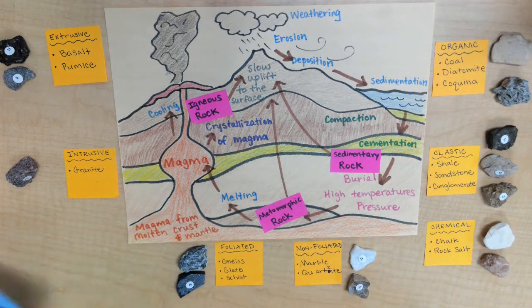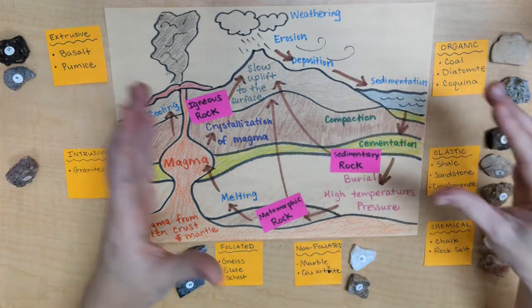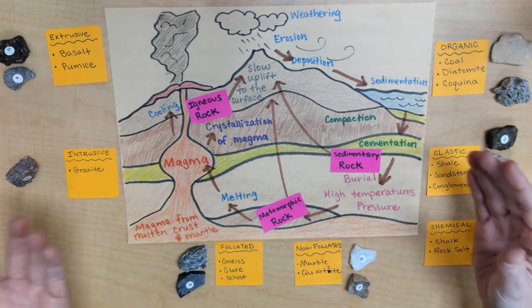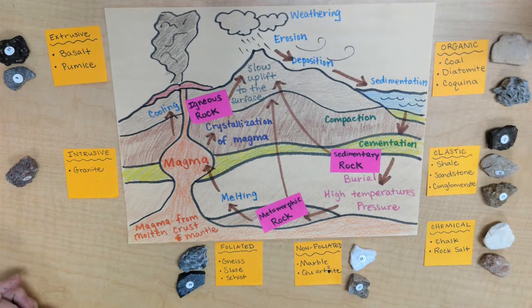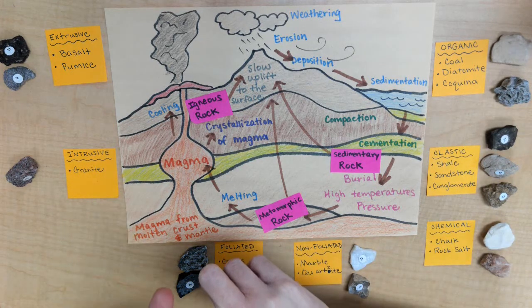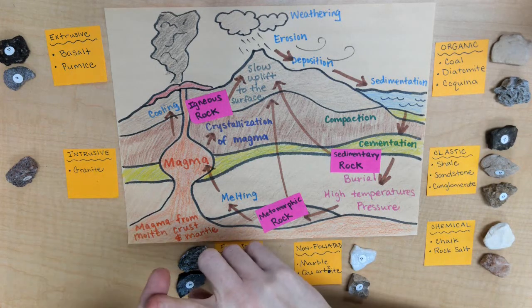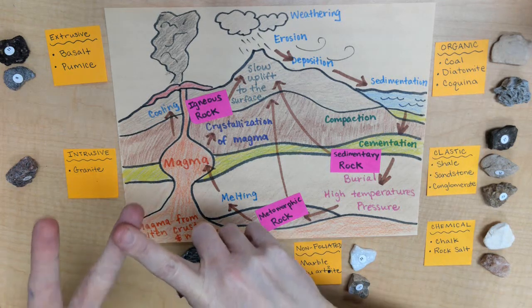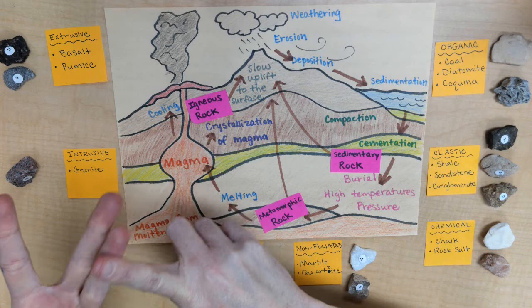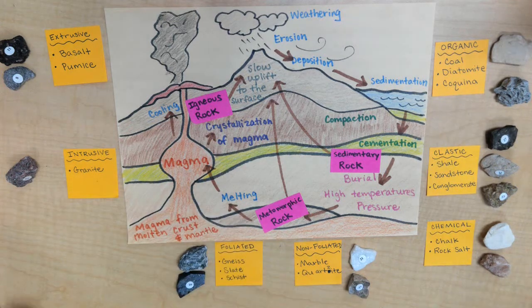So the cycle just seems continuous, depending on what is happening to those rocks and where they're located. Is heat and pressure being added? Is weathering and erosion happening? Is melting and cooling happening? It just depends.